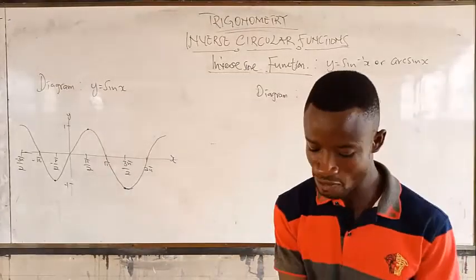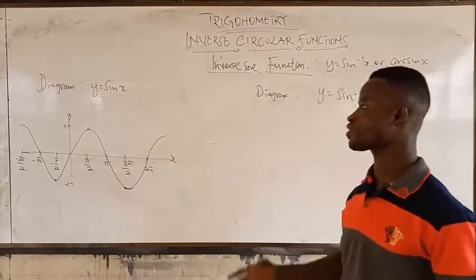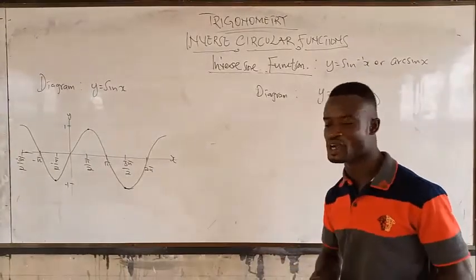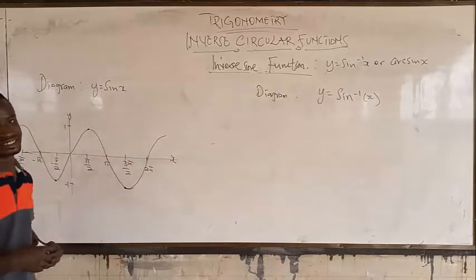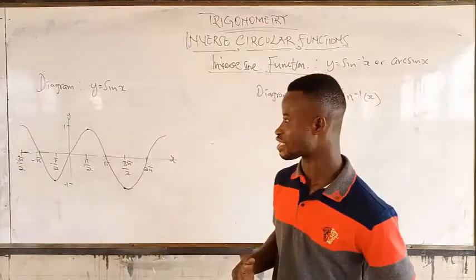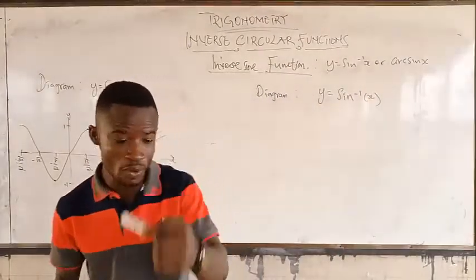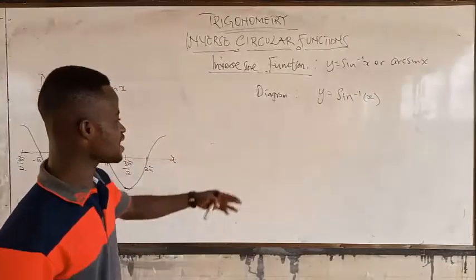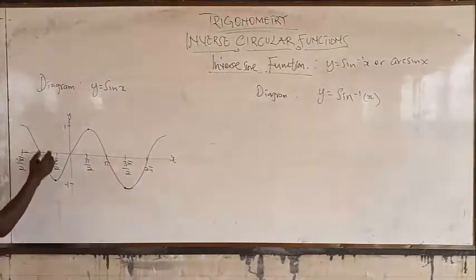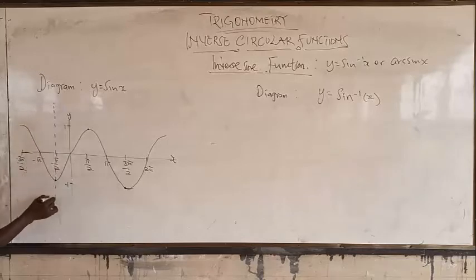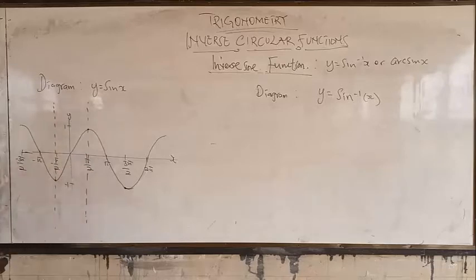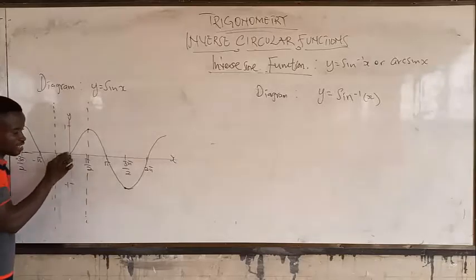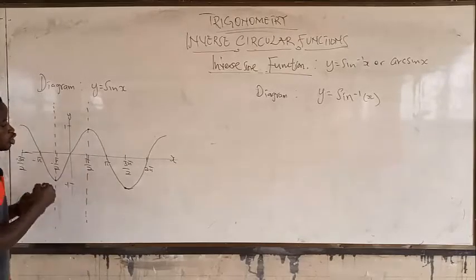And you can see that the graph of sine is not a one-to-one function because you get more than even 2 cuts or 2 points. So that is not a one-to-one function. But for it to be one-to-one, from what I just demonstrated, there should be a restriction. We need to restrict it here and here so that this will be a one-to-one function.